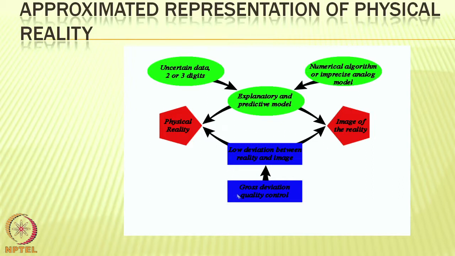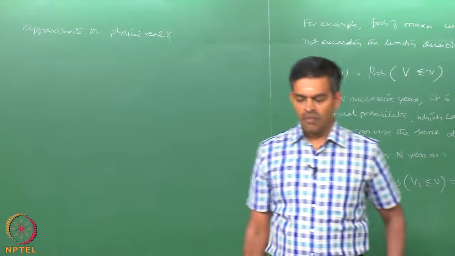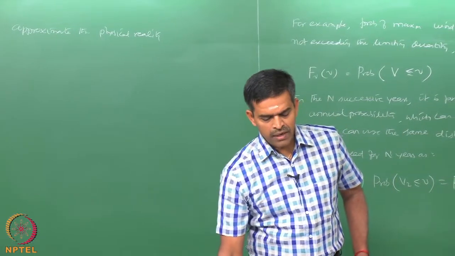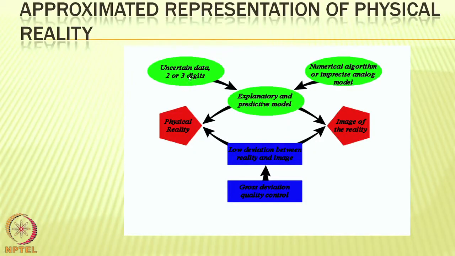If you see any gross deviation, then one can say that the quality assurance or quality control in the mechanical model is not proper. So, the mechanical model should always give, whatever may be the case, uncertainty in the data in terms of 3 digits, uncertainty in the algorithm, whatever may be the case, it should give me a low deviation as far as possible between the physical reality and the image of the reality, which should appear in the mechanical model.